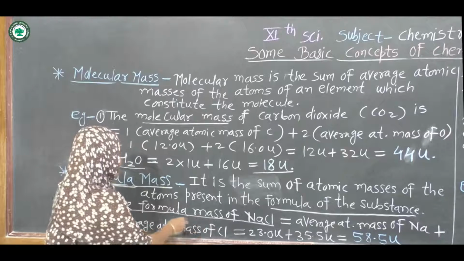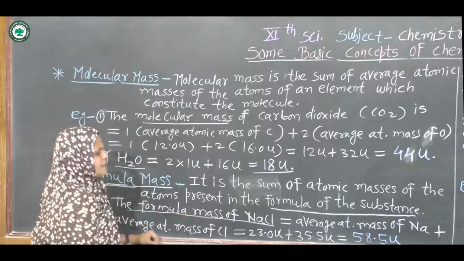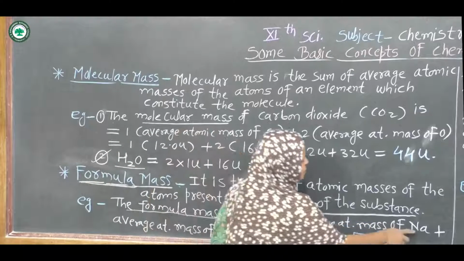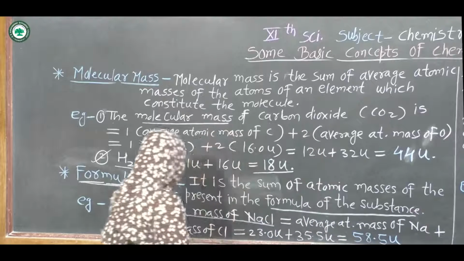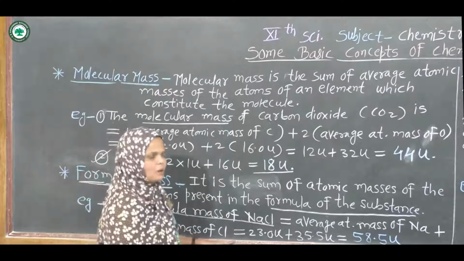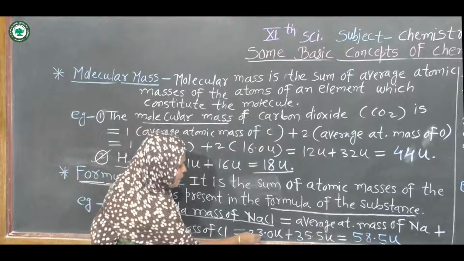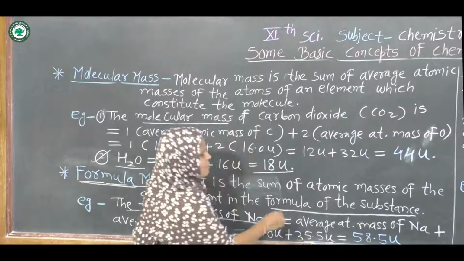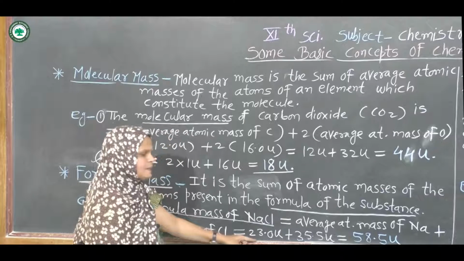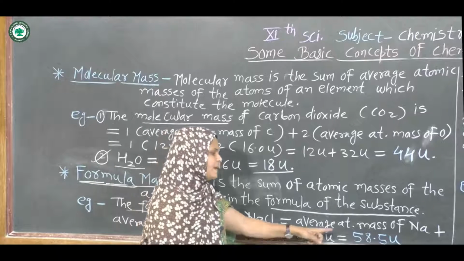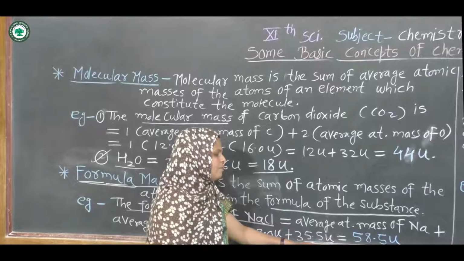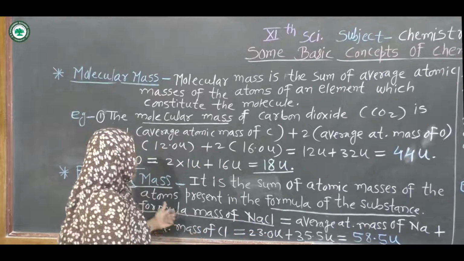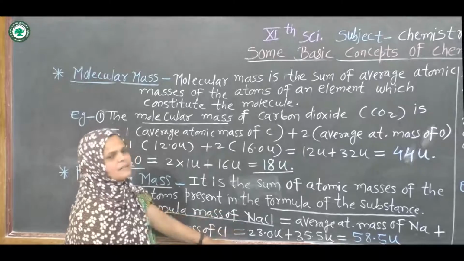35.5. Then we calculate the formula mass of NaCl, which is equal to the average atomic mass of sodium plus the average atomic mass of chlorine, which is 23 plus 35.5. Adding 23 plus 35.5, we get 58.5 unified mass unit. It is the formula mass of NaCl.